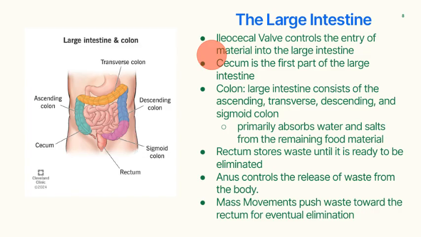Mass movements are powerful contractions that push the waste toward the rectum for eventual elimination. While the large intestine doesn't absorb many nutrients, it is essential for water and electrolyte absorption, which helps prevent dehydration and maintains electrolyte balance.